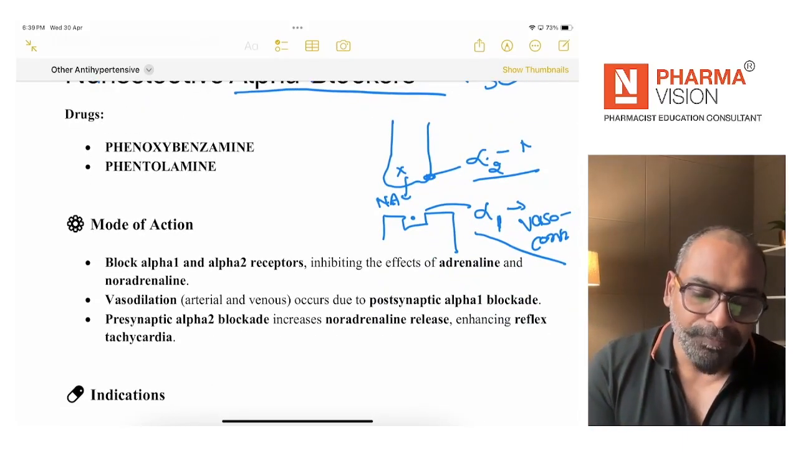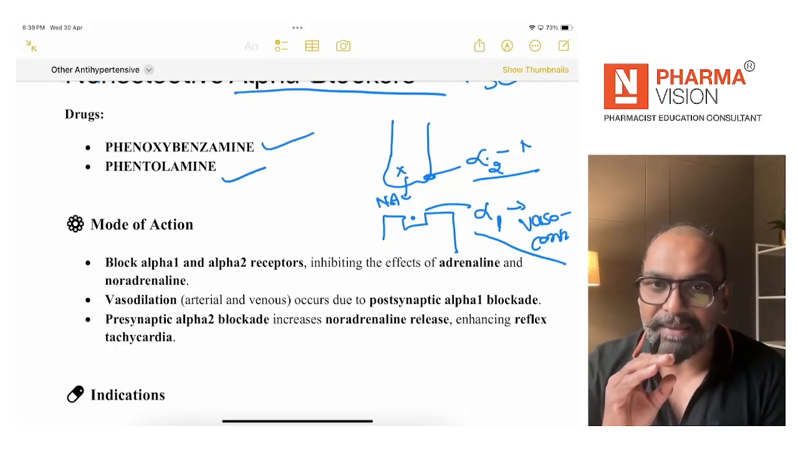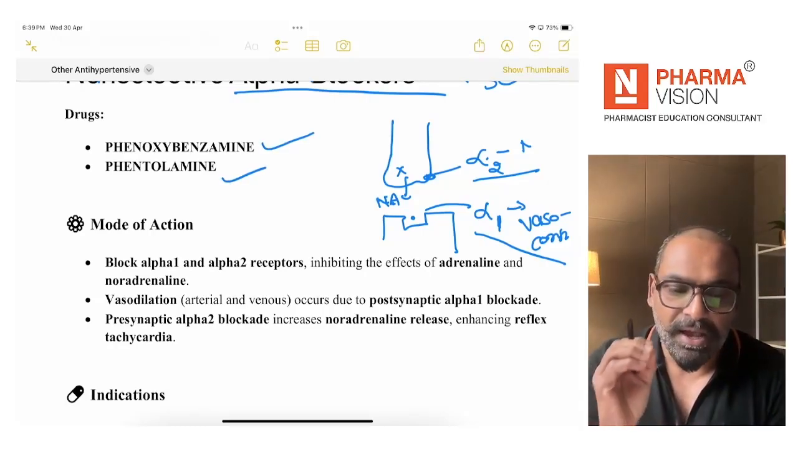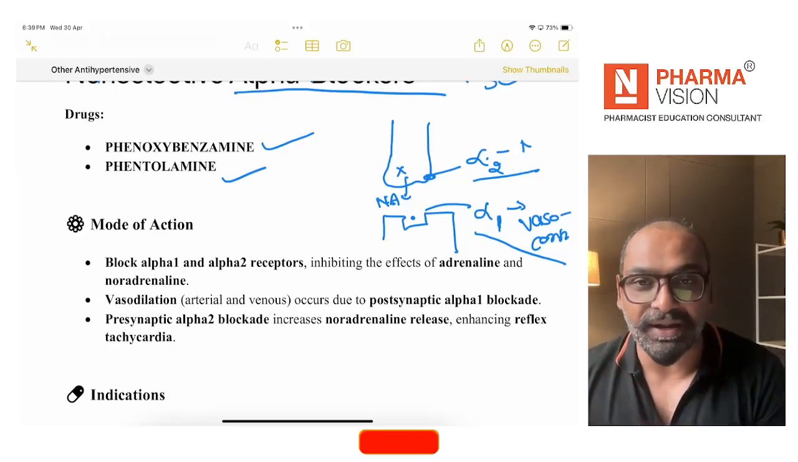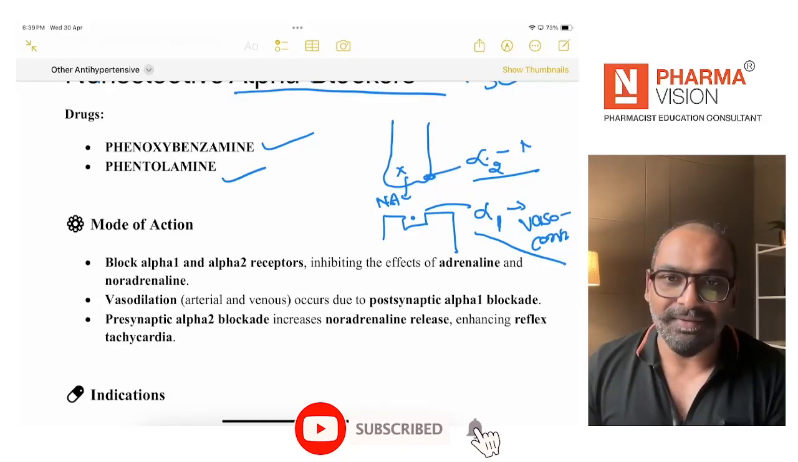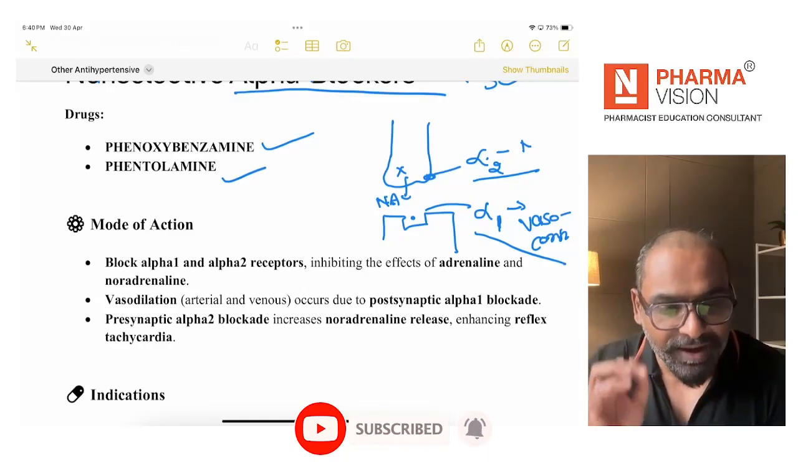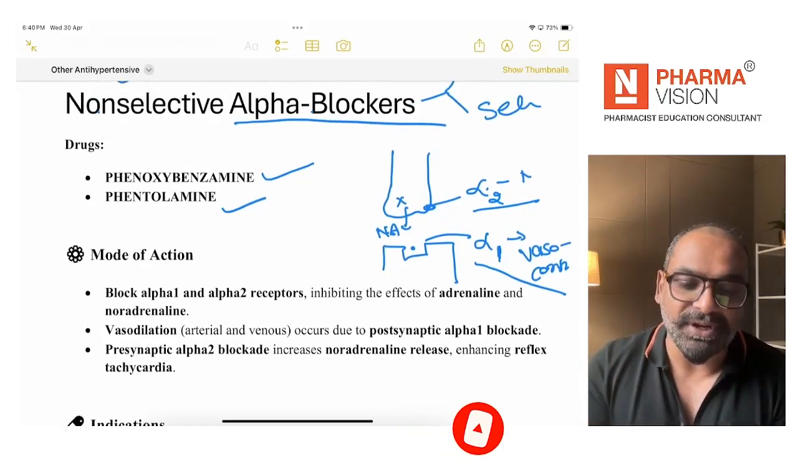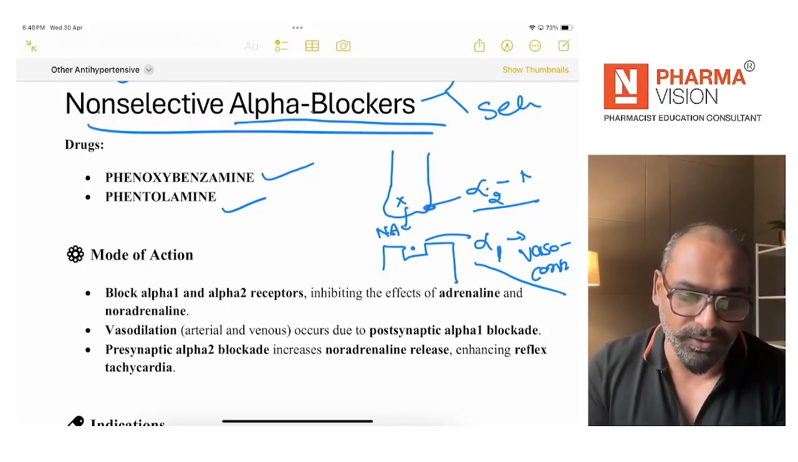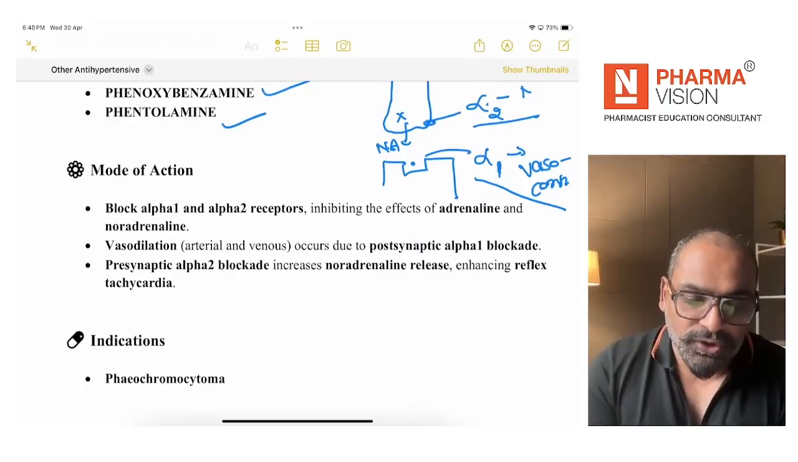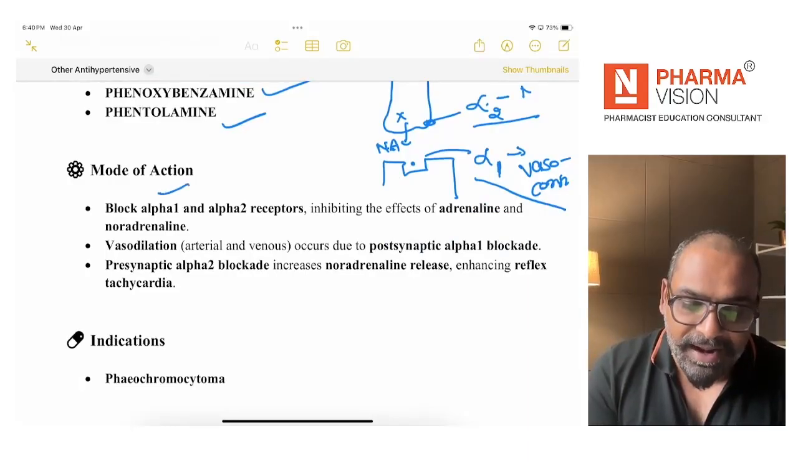Okay, so phenoxybenzamine and phentolamine. Majority of the time they ask very simple questions: phenoxybenzamine or phentolamine comes under which of the following categories of medications? They give you a few options and you should understand that this comes under non-selective alpha blockers. Non-selective alpha blockers. Mode of action: they block alpha 1 and alpha 2.